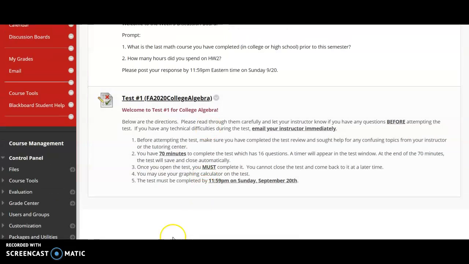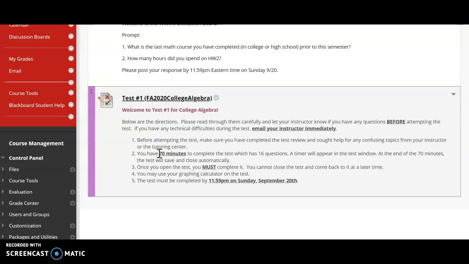For the actual test number 1, please read the instructions carefully, and let me know if you have any questions before opening and trying the test. If you have any technical difficulties during the test, you have to email me immediately to let me know. Before taking the test, make sure you completed the test review, and if you need any further help, please email me so I can help you clear up your understanding.